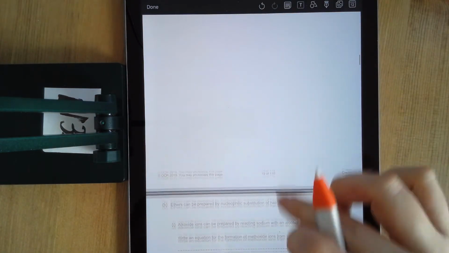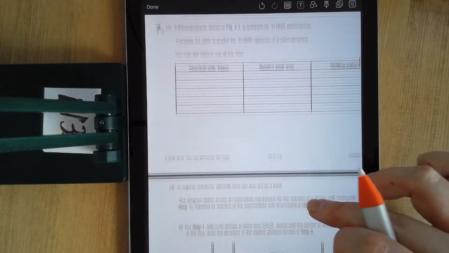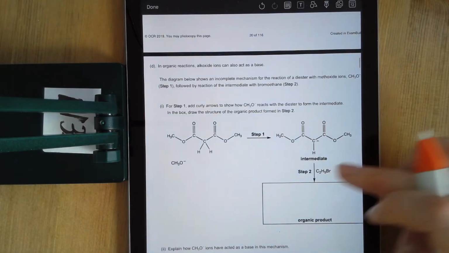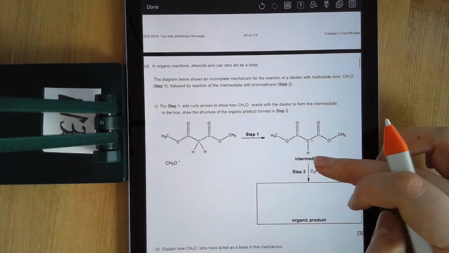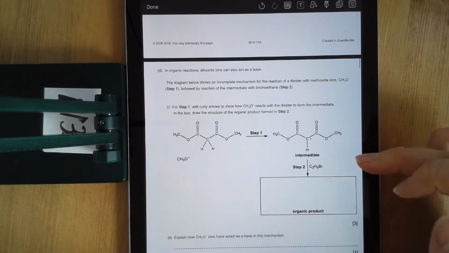Sorry, this is number 13C. It talks about H&MR spectroscopy. We have not done that yet. I'm going to do this one. I know it looks different to what we've done before, but it's actually quite straightforward if you understand what's going on in reaction mechanisms, which hopefully you all do.